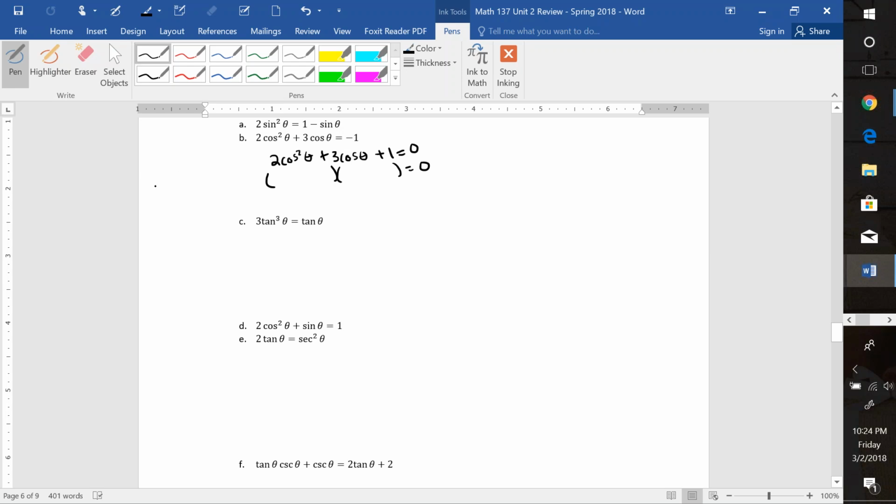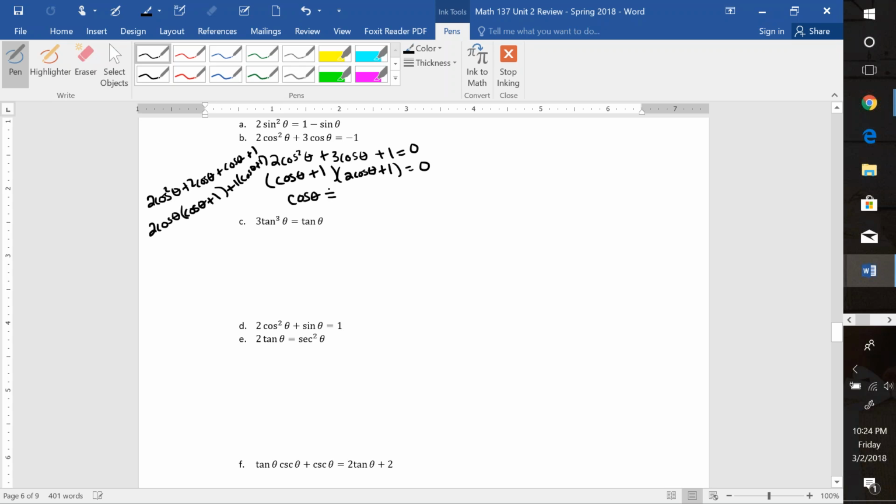I could do factor by grouping here, so that would be 2 times 1, which is 3. So it has to be 2 cosine squared theta plus 2 cosine theta plus cosine theta plus 1. Factor out a 2 cosine theta, and that would leave me with cosine theta plus 1. These two have nothing in common, so we have to pull out a plus 1, and we're still left with a cosine theta plus 1. So it looks like we have a cosine theta plus 1 and a 2 cosine theta plus 1. So again, if you need to do that with x squared and x instead of cosine theta, that's fine. We set each of these equal to 0, so we can solve it.